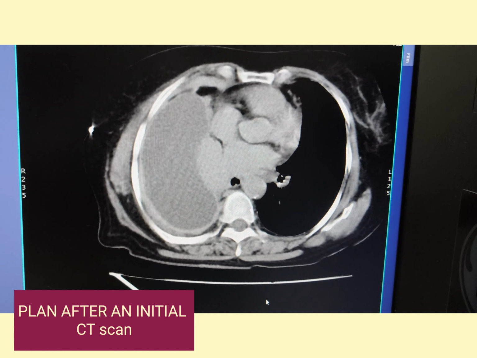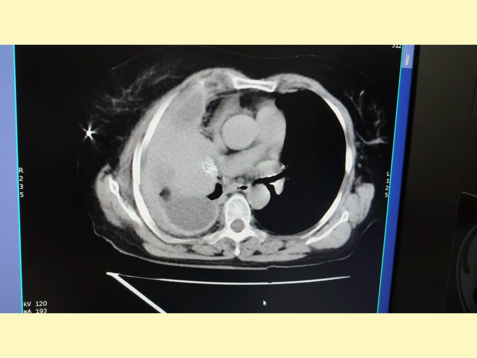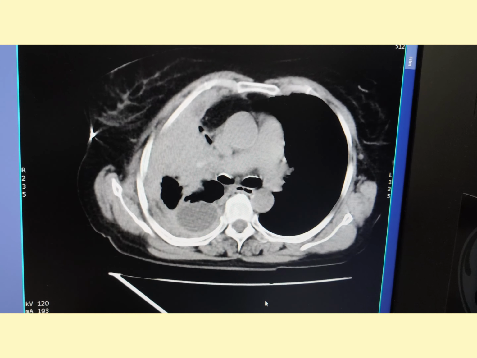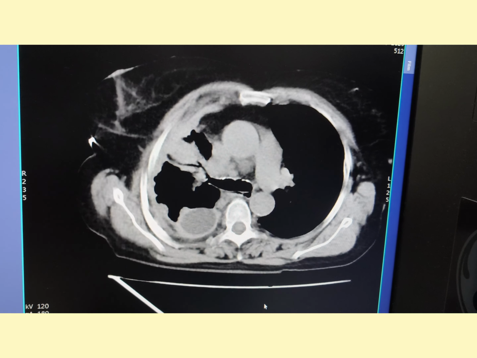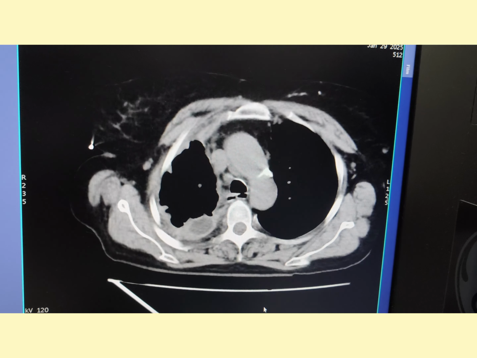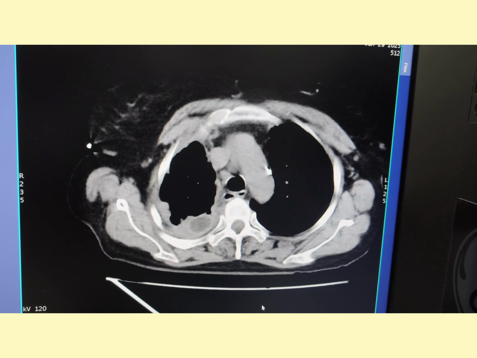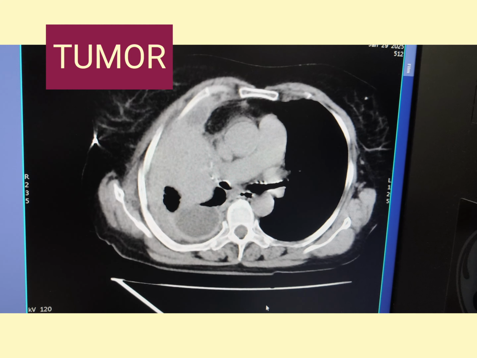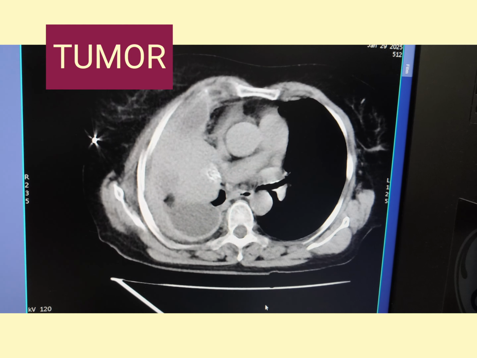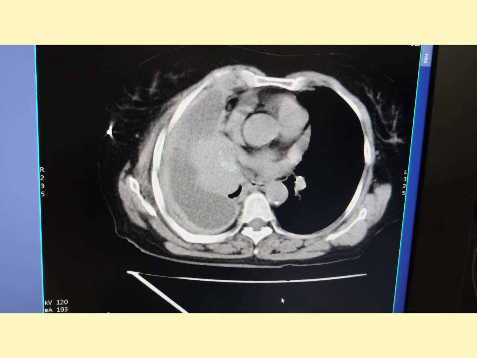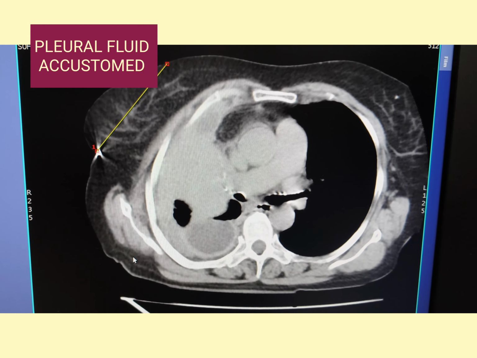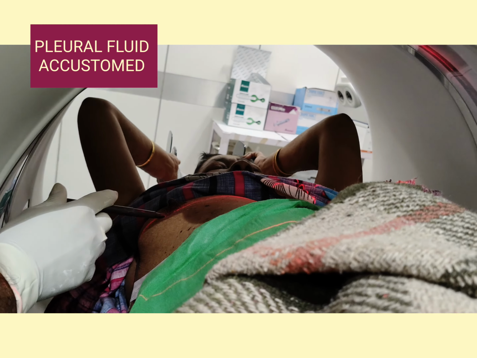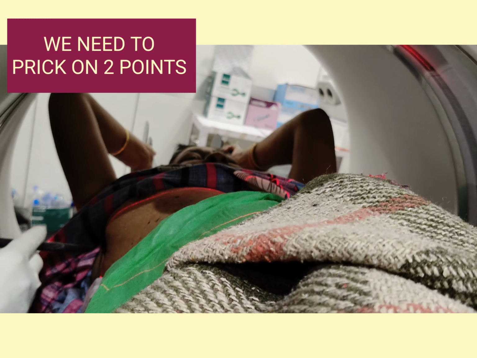In the present case, we can see there is accumulation of fluid in the right pleural space, as well as a solid mass in the upper right lobe. Now coming to the planning of the case, we can measure the distance of the lesion from the skin surface. This is the planning.